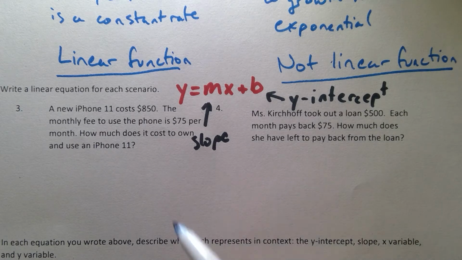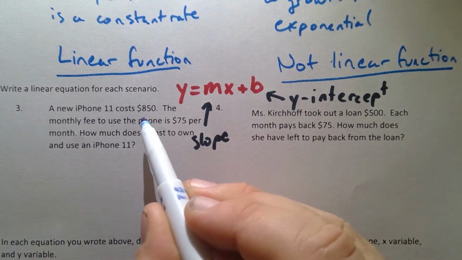So a new iPhone 11 costs $850. The monthly fee to use the phone is $75 per month. How much does it cost to own and use an iPhone 11? Okay, so we've got to figure out those two numbers. We've got 850, we've got 75, we also have 11 in there. But I'm going to say that 11 doesn't matter a whole lot because it's just describing the iPhone. So that should not come up in our equation anywhere, even though we see that number.